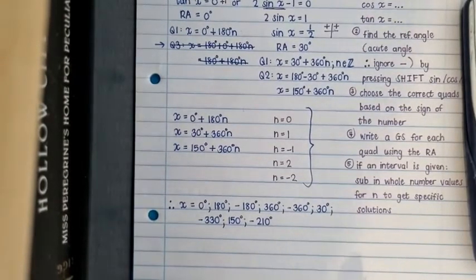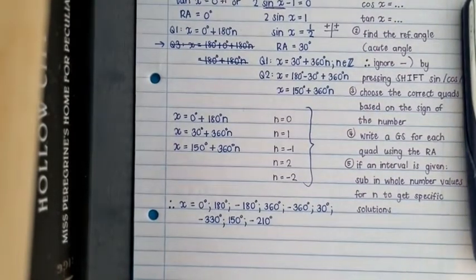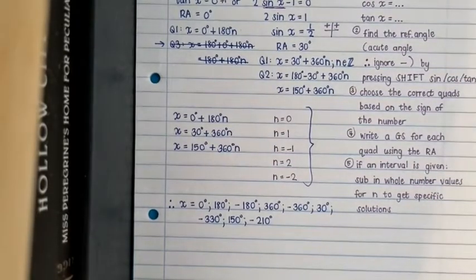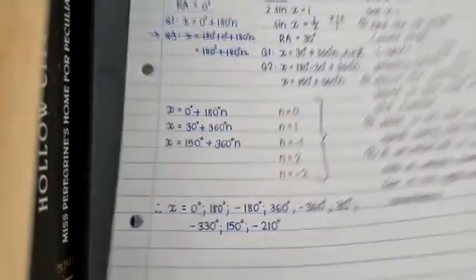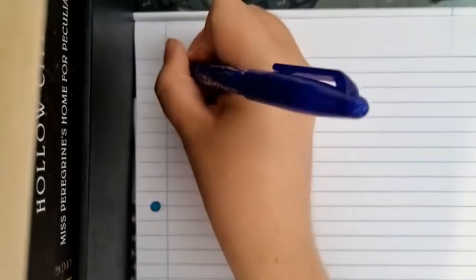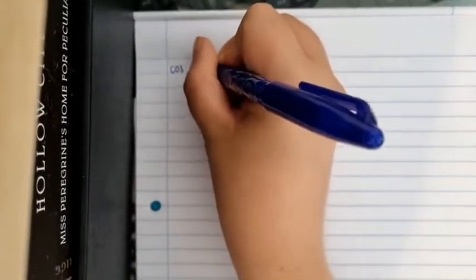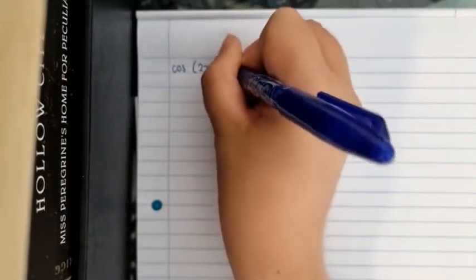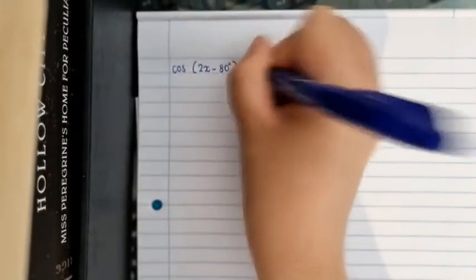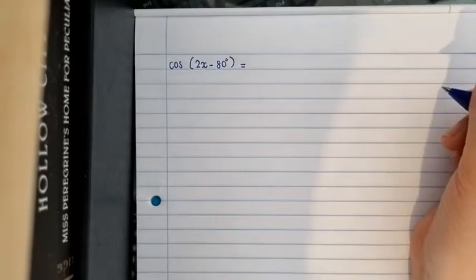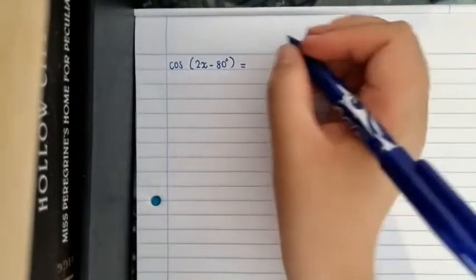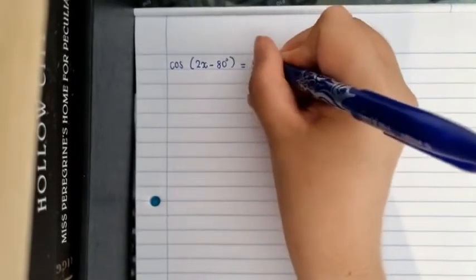So let's just do one more example, and I am looking at this one, and this is something that comes up quite often. Cos 2x minus 80 degrees is equal to, this is trig, this is equal to sine of x plus 20 degrees. Now the previous example was very long because we had tan and we had sine.